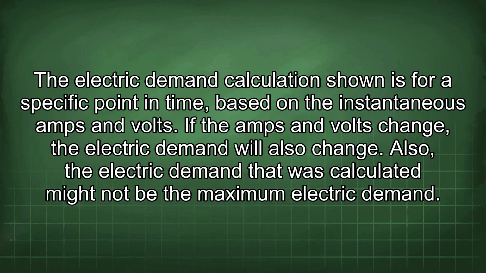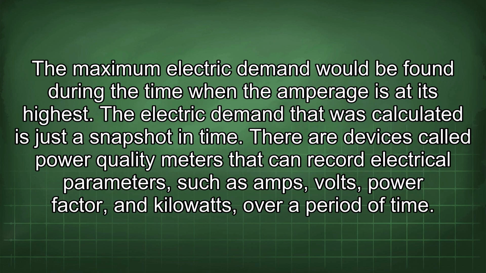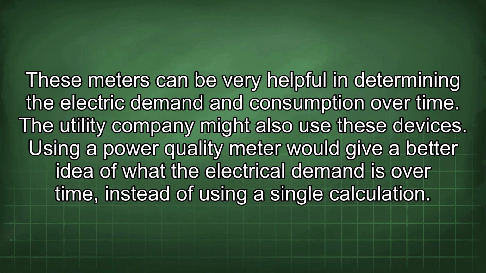Also, the electric demand that was calculated might not be the maximum electric demand. The maximum electric demand would be found during the time when the amperage is at its highest. The electric demand that was calculated is just a snapshot in time. There are devices called power quality meters that can record electrical parameters such as amps, volts, power factor, and kilowatts over a period of time. These meters can be very helpful in determining the electric demand and consumption over time. The utility company might also use these devices.